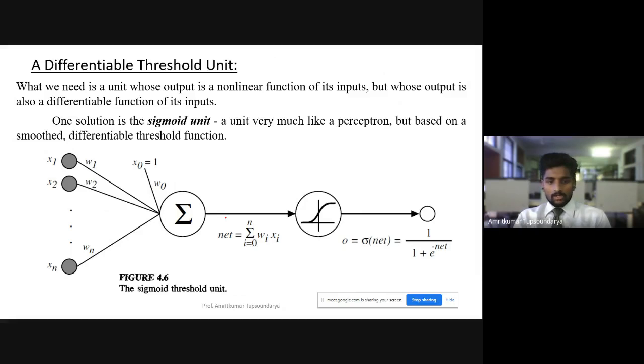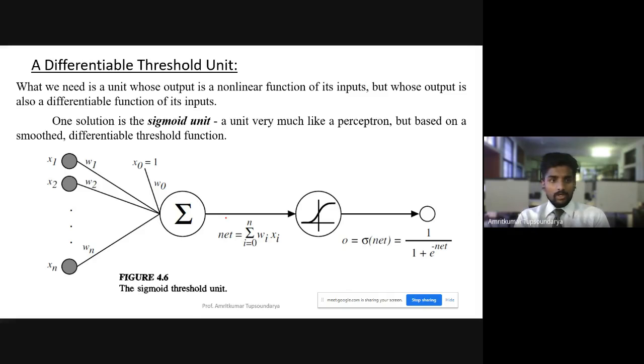So in that case, we are looking for a network or a model which can provide us not just a linear but a non-linear representation, as well as not a discontinuous threshold but a differentiable threshold. It can be a continuous or a differentiable threshold function. So according to our need.